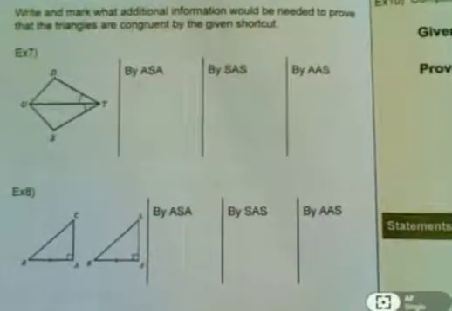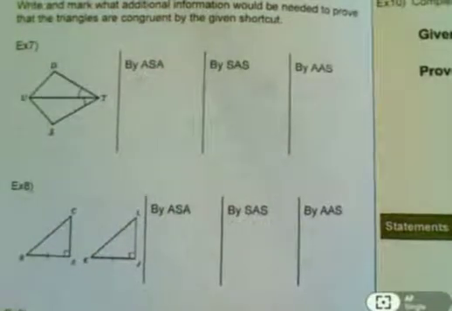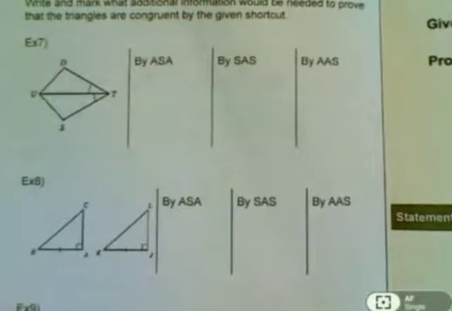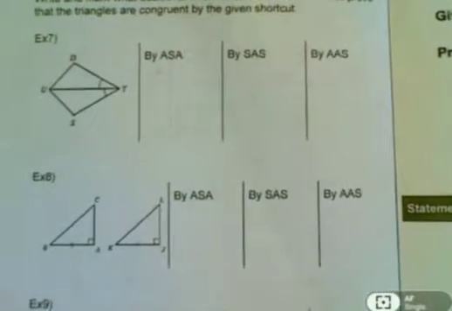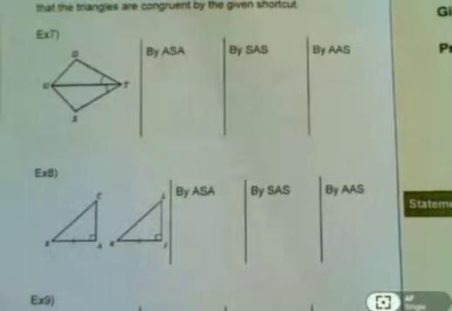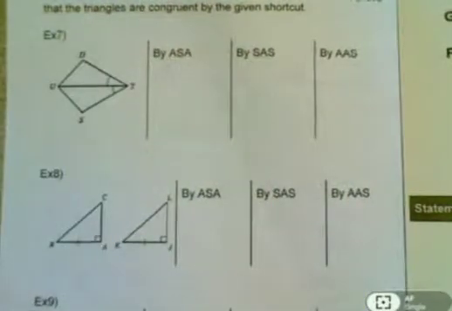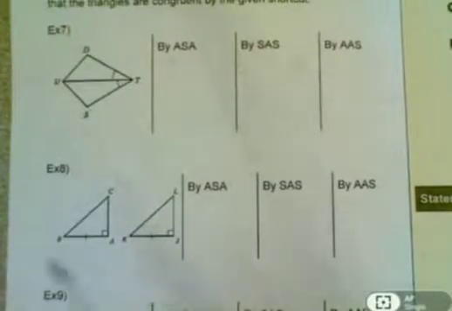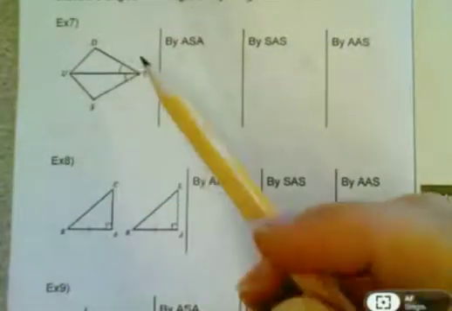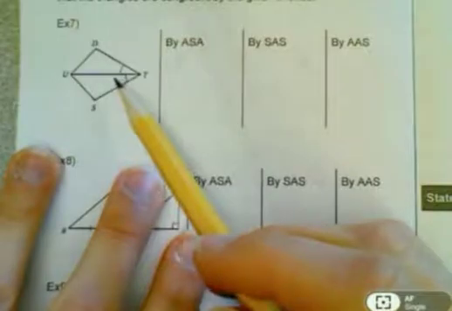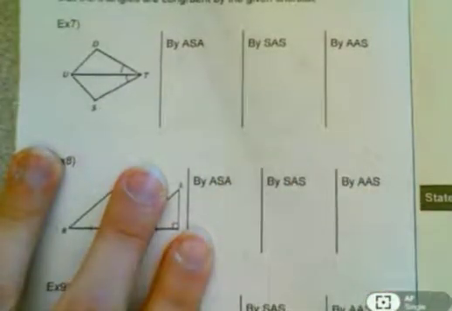So this says, write and mark what additional information would be needed to prove that the triangles are congruent by the given shortcut. So in each of these examples, you don't have enough information to know they're congruent, and I'm saying, what else would you need to know? What else could I mark on here to convince you that the triangles are congruent? And I'm going to use a pencil here and not a marker, because I'm going to mark stuff and then I'm going to need to erase it as I go through.